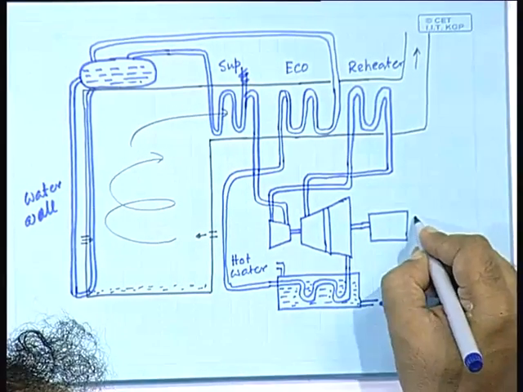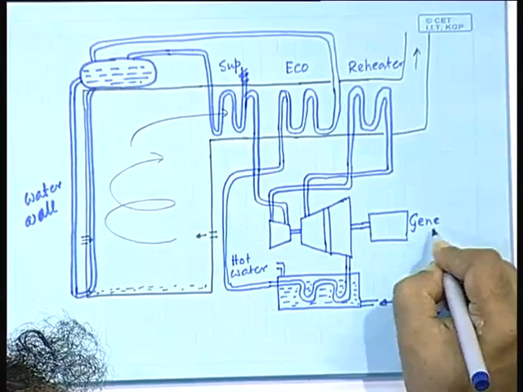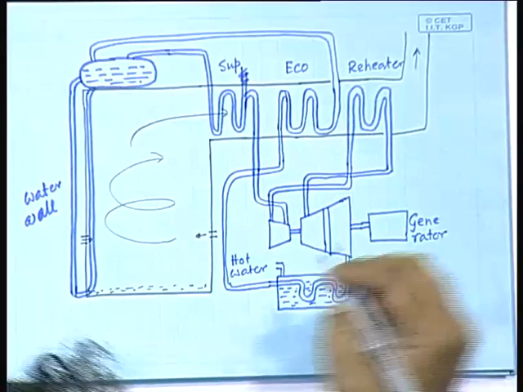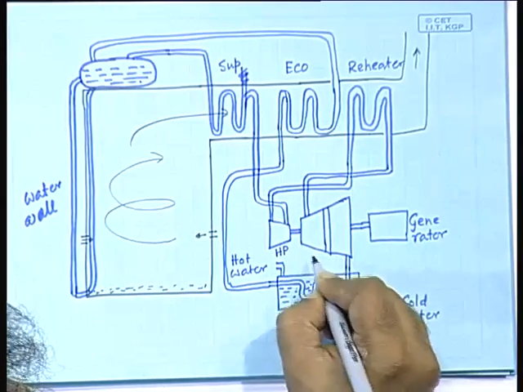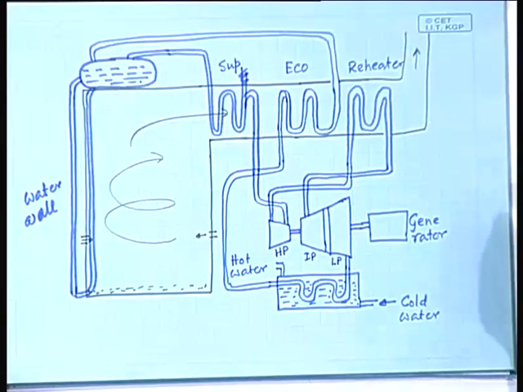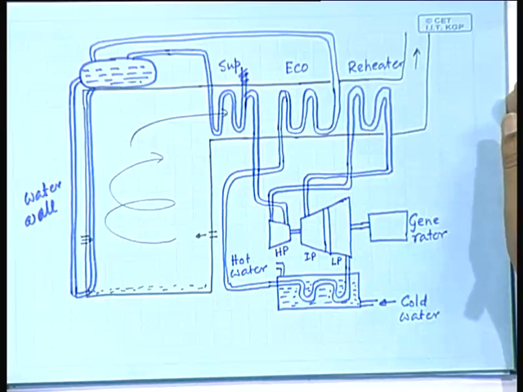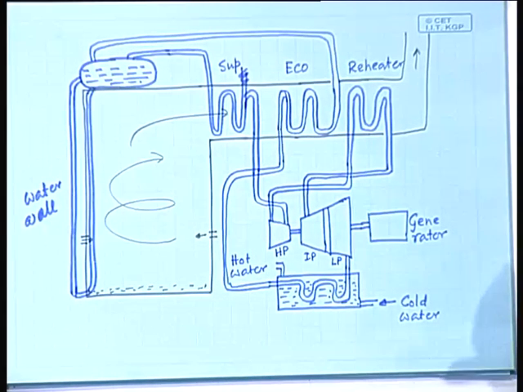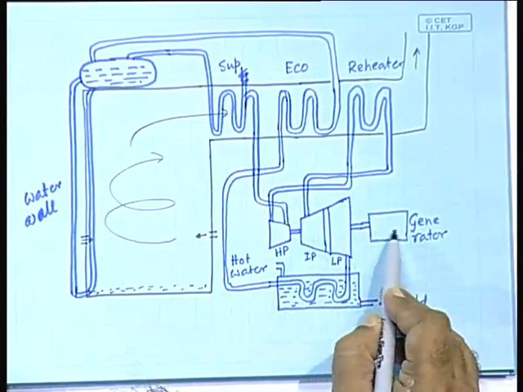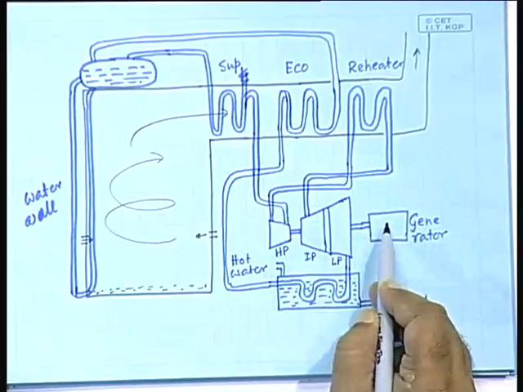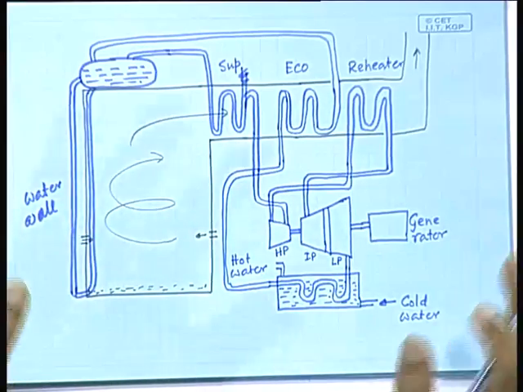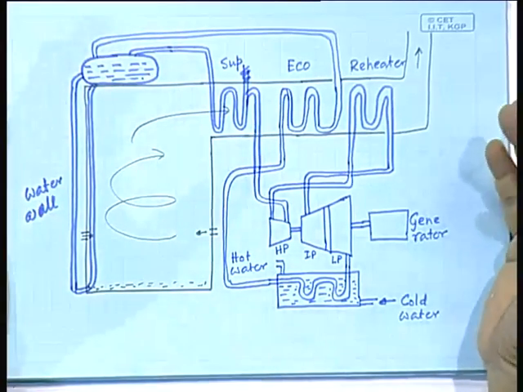So, here is the generator. This is the HP stage, this is the IP stage, and this is the LP stage. Okay. Clear? And all these are connected on the same shaft, so the power output goes directly to the generator. So, this is more or less the structure of the thermal power plant.